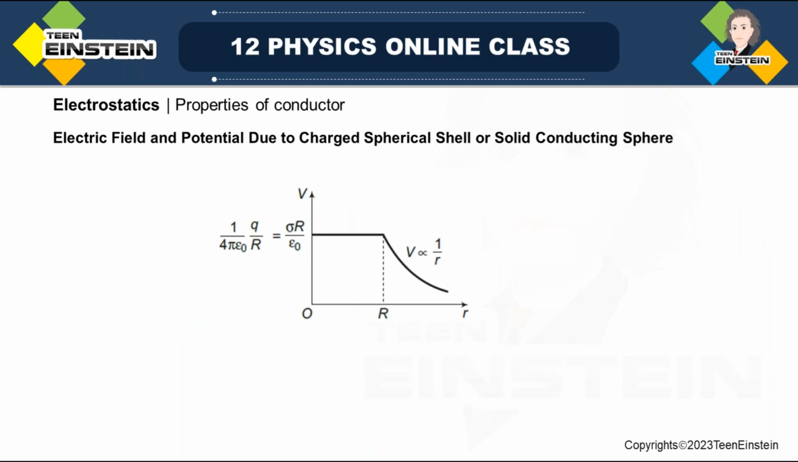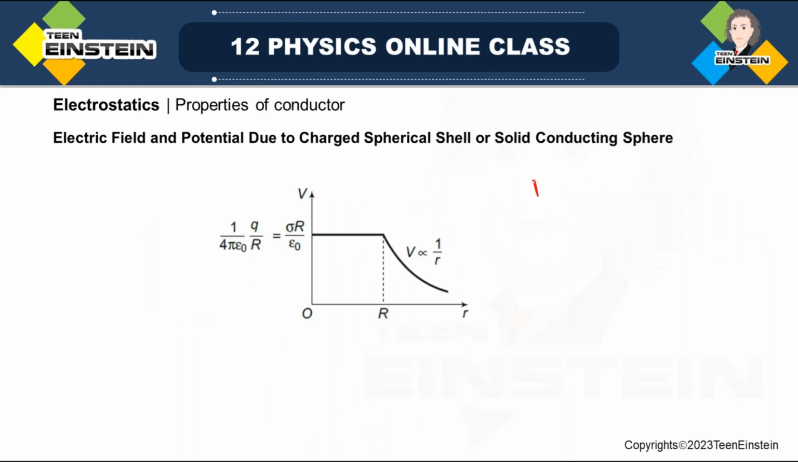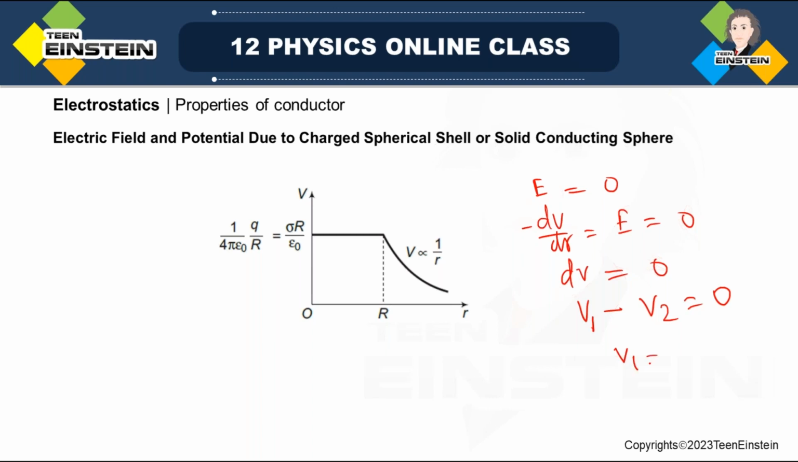So today, one more point here we will discuss. We have already discussed electric field. Then how about potential for a shell? See, when electric field is 0, let me tell you here. We know minus dV/dr is equal to E. So E is 0, so dV/dr or dV will be 0. That means at any point inside the spherical shell, suppose V1 minus V2 is 0. That means V1 is equal to V2.